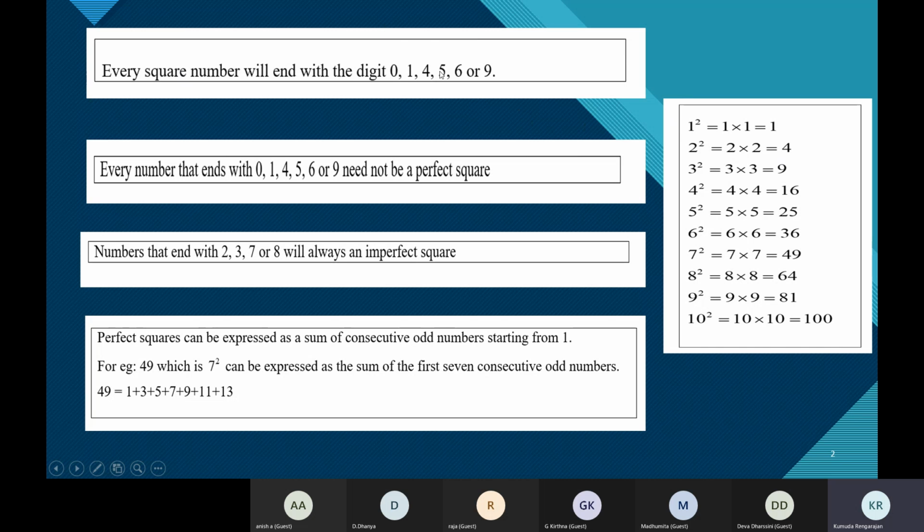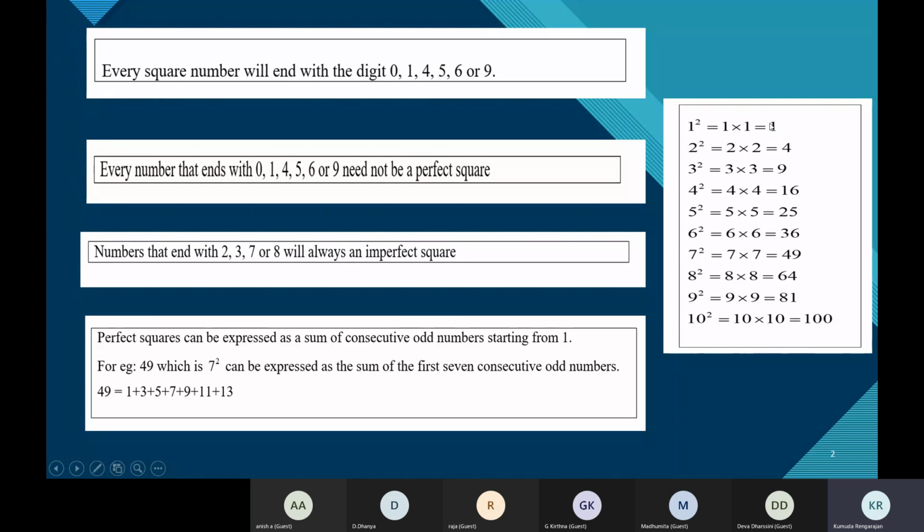Then what about the remaining? 5 and 0 happens only once. 0 here and 5 here. Leave 0, leave 5. The remaining are 1, 4, 6, 9.